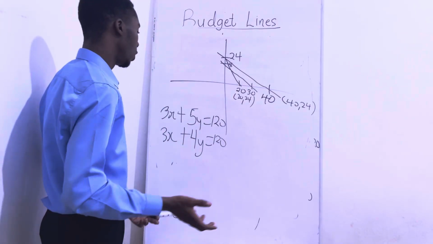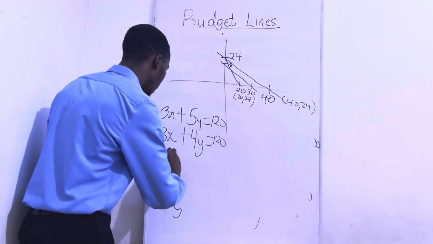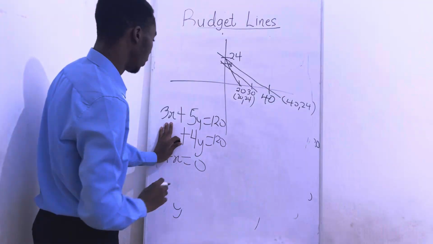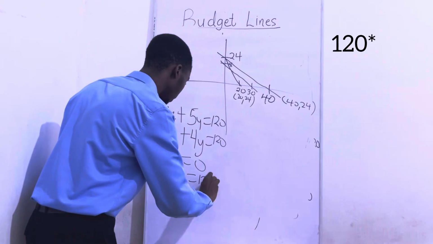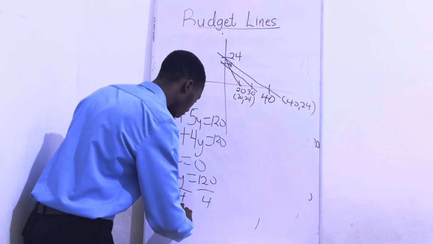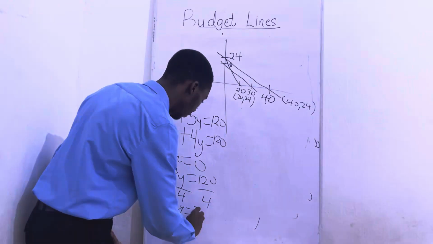So now we are just going to do the same thing. If x is equal to 0, this part becomes 0. So 4y is equal to 120. So we divide both sides by 4. Then y is equal to 120 divided by 4, which will give you 30.